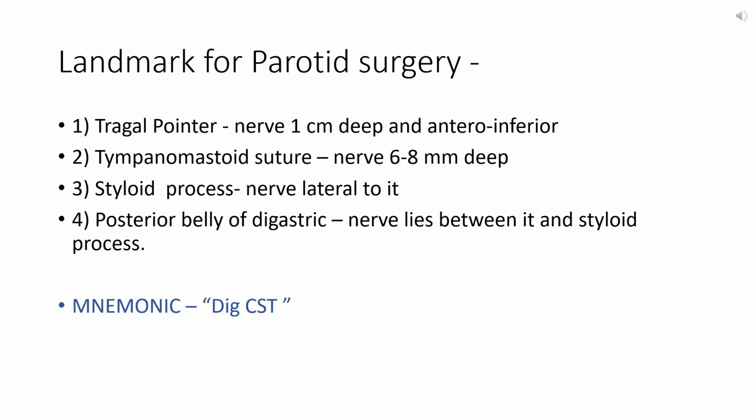Coming to the landmarks for the parotid surgery. So what are the important landmarks? Only four are there. First is the cartilaginous tragal pointer. That is, in the pinna we have the tragus. So just below the tragus, the facial nerve runs 1 centimeter deep and it is slightly anterior inferior.